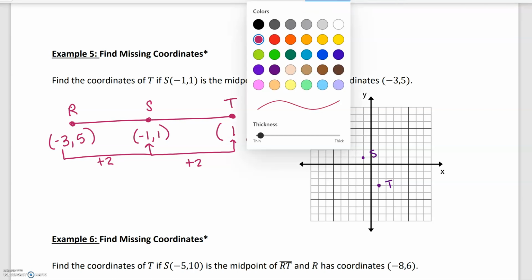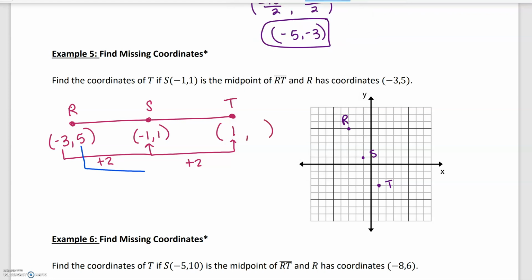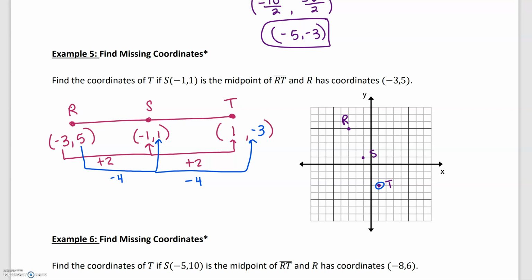And then we're going to do that again, but this time for our y coordinates. 5 to 1, that's subtracting 4. So we're going to again repeat and subtract 4 from this 1. 1 minus 4 is -3. So let's go ahead and double check, is T at 1, -3? Yes, it is.